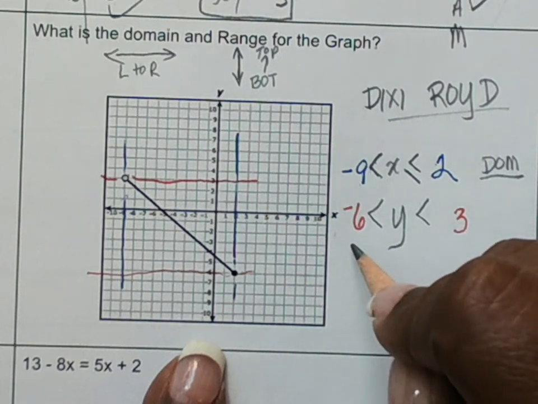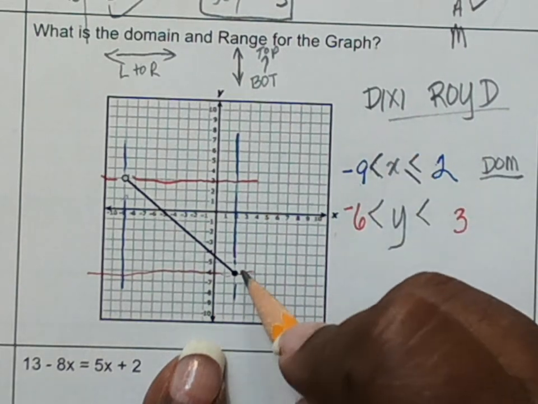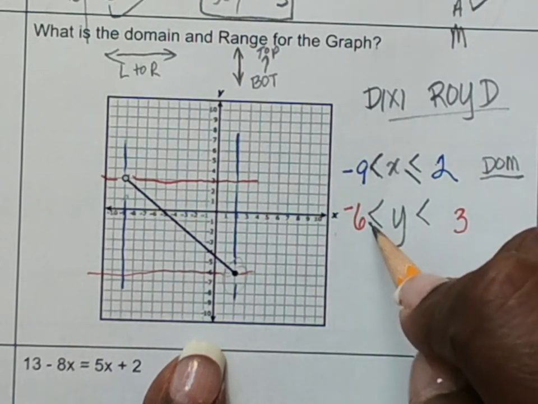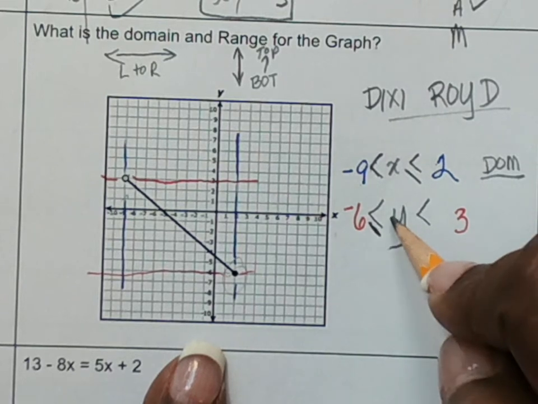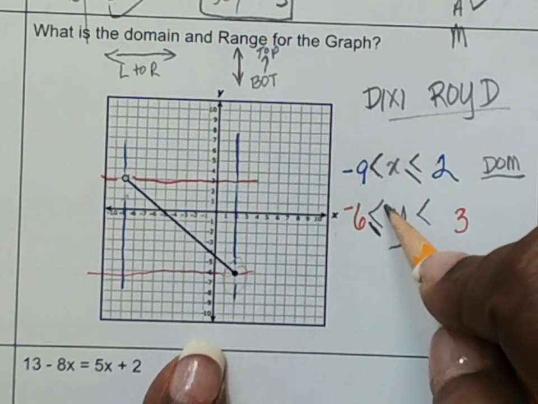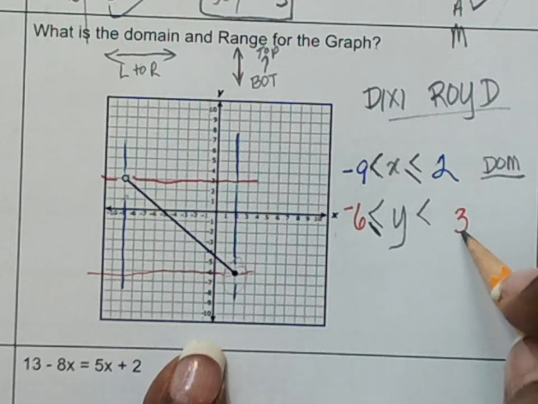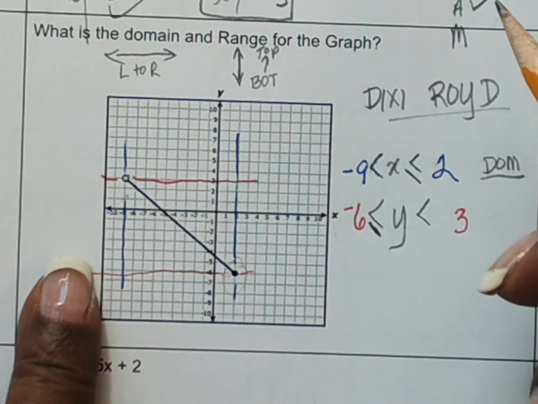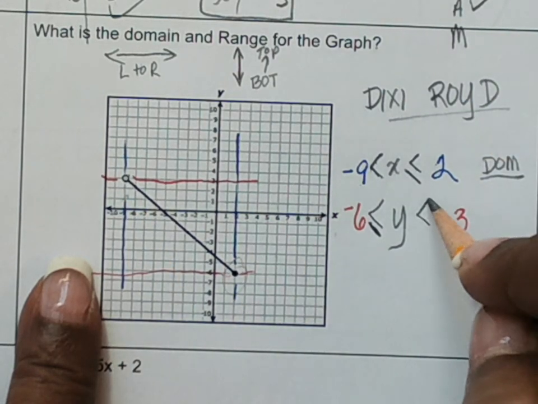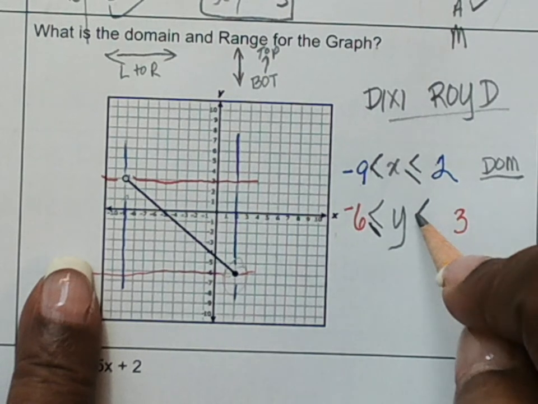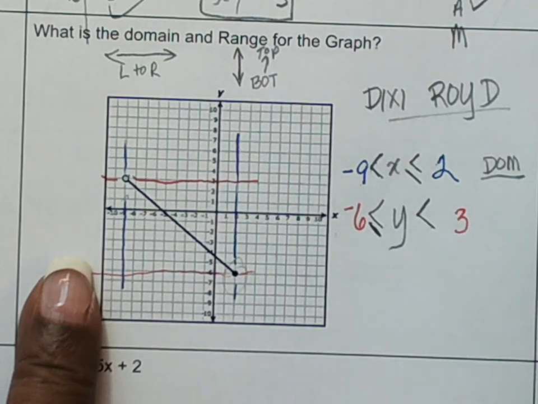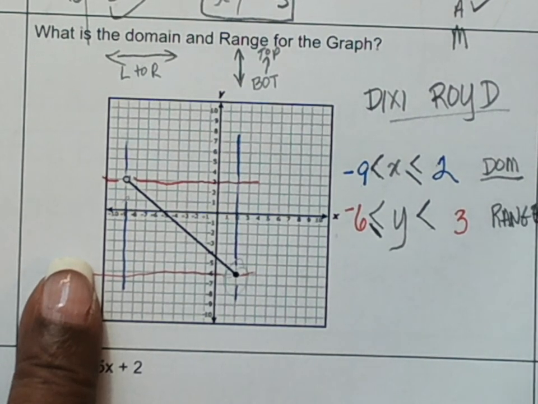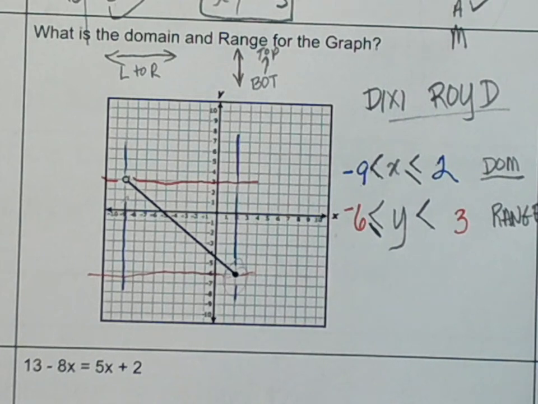So let's take a look at the bottom. At the bottom here, I have a solid circle. So that means it could be equal to -6. It could also be greater than -6 as long as it's less than 3. When I get to the top boundary, though, I see that it's an open circle, so that means it's just going to be y is less than. It will never be equal. This is my range. That's how you analyze domain and range of a graph.